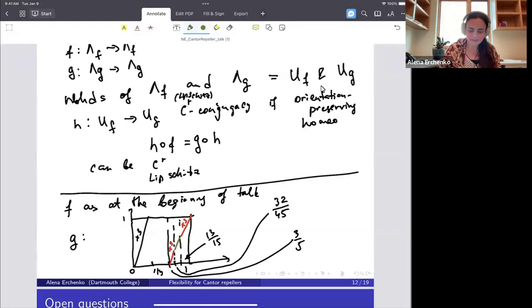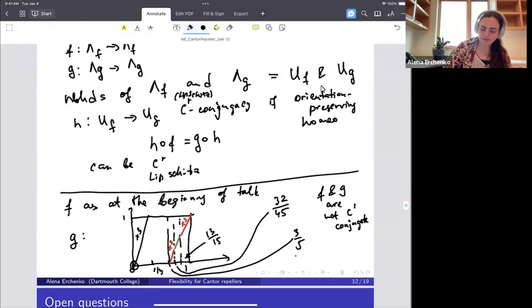But if you try to look at this example, those F and G are not C1 conjugated. They cannot be, because you can do it by contradiction: assume they are, and you see that around the 0 point you have a problem, because for this explicit example you can exactly see which points go where, like the points of the form 1/3 to the n, where they go, or the points of the form 1/5, like 3/5 coming, where do they go as well. And you cannot make them C1.